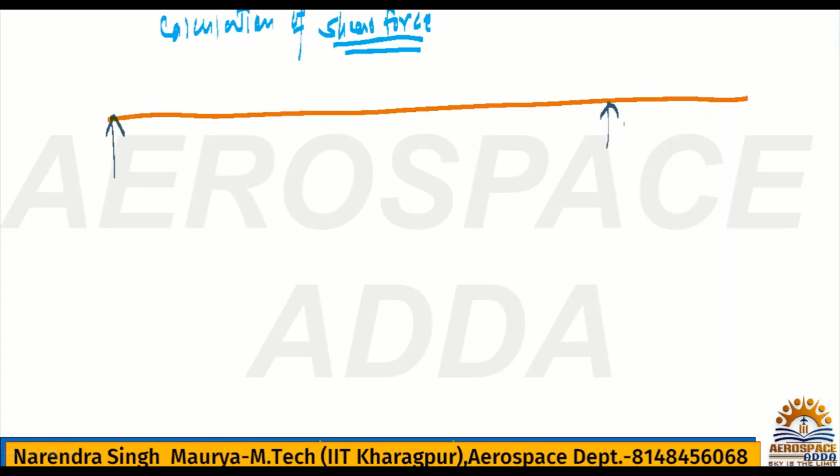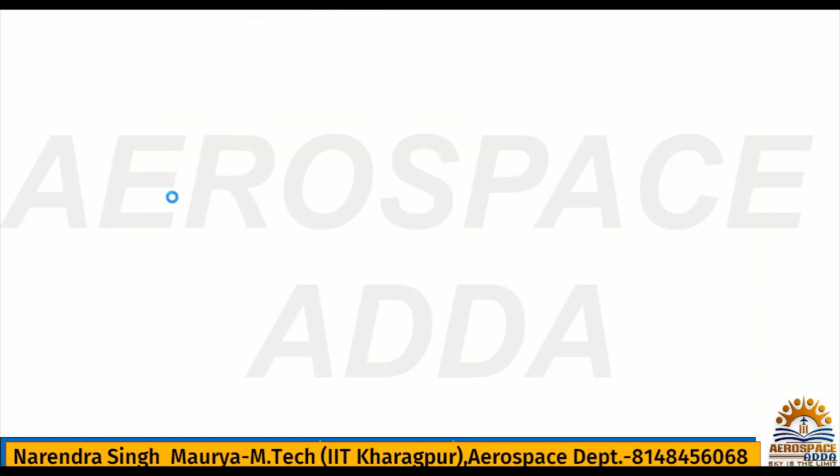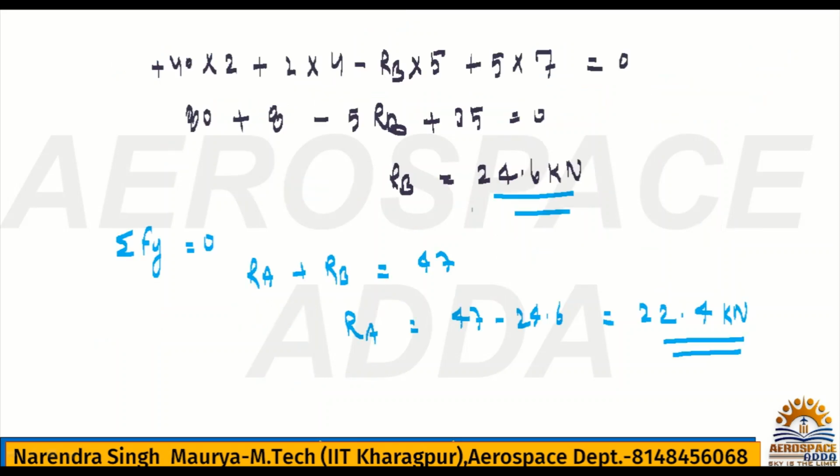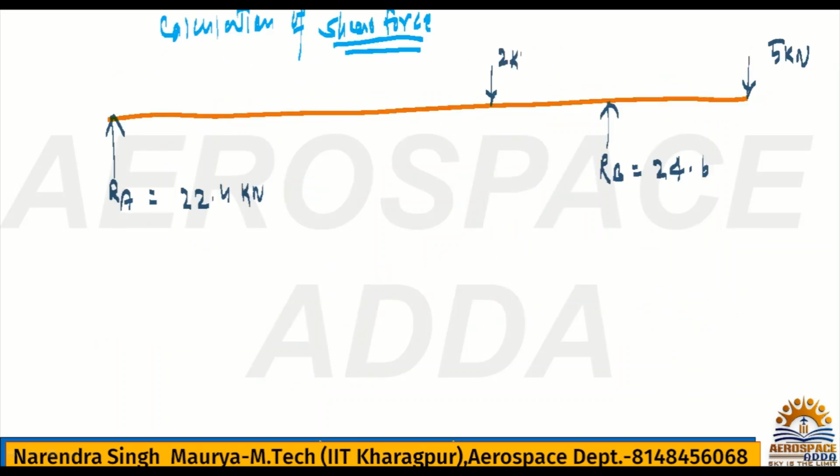So this is nothing but RA. Just now you got the value. It's nothing but 22.4 kilonewton, and RB just now you got, it's 24.6. This is nothing but 5 kilonewton. This is nothing but 2 kilonewton. This is 2 kilonewton, and after 2 kilonewton we have a UDL. This is UDL force.